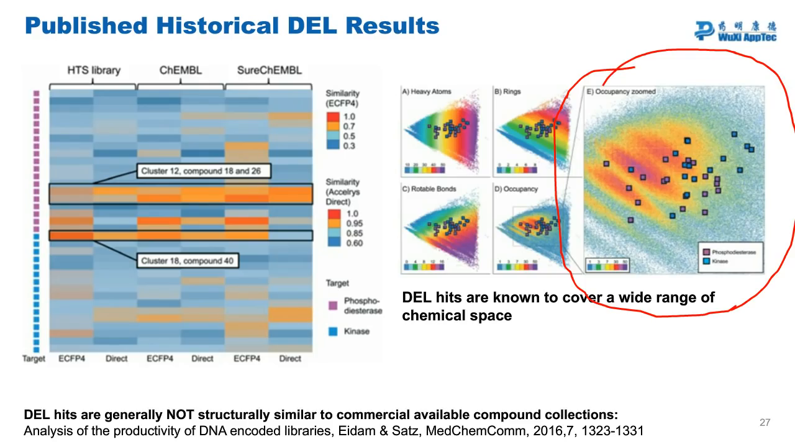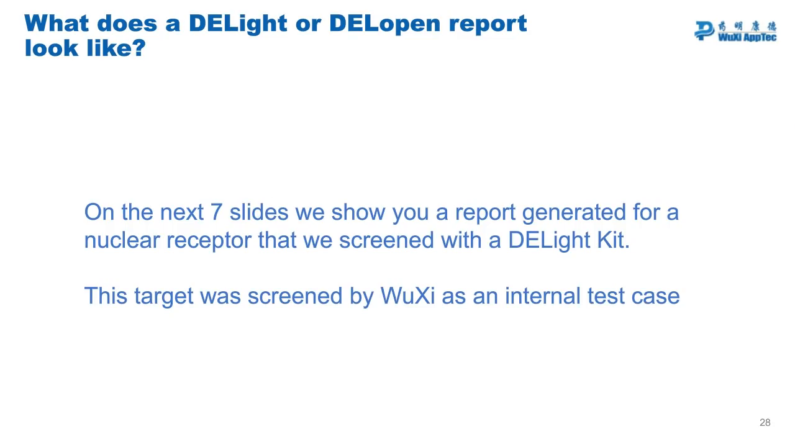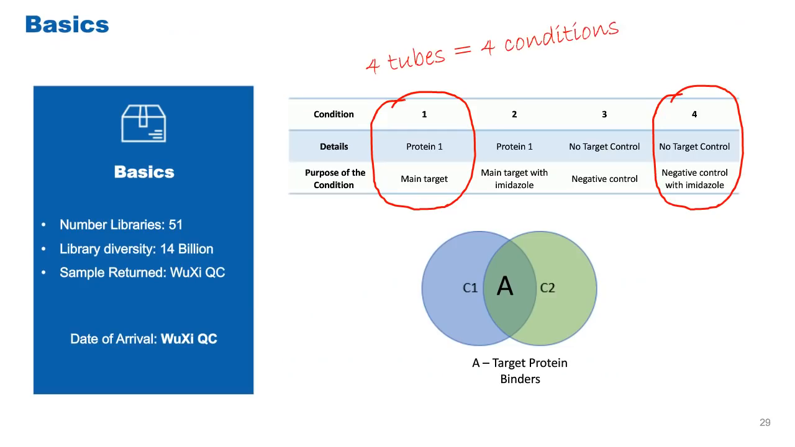So I talked about the workflow of Dell Lite and of Dell Open, and I've talked to you about how a report will be given to you, and from this you're going to make important choices about what to do, but I haven't actually shown you what the report looks like. On the next 7 slides, I'm going to show you a report which was made from an in-house test case. This was a protein target that we just ran as an internal test. Let's take a look at the first slide of the slide deck that we would be sending to you after you've done your screen.